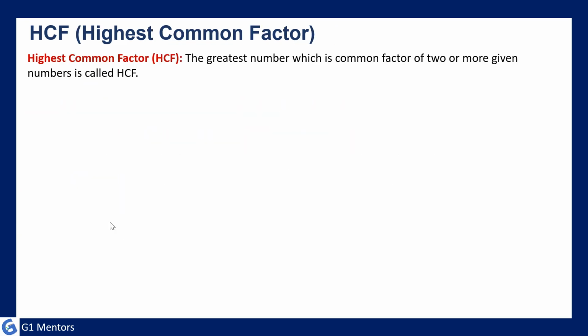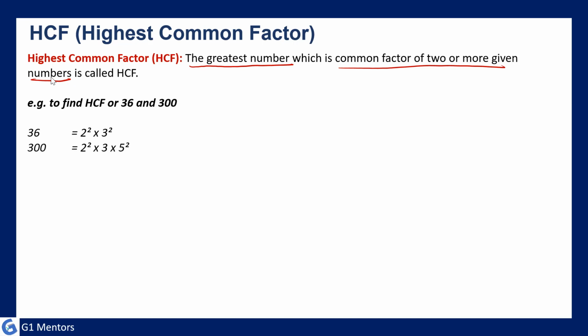Now let us touch upon what is the highest common factor or the greatest common factor. HCF is nothing but the greatest number which is a common factor of two or more given numbers. Let's see an example. Like in the previous example, we have seen 36 and 300. So 36 was 2 square into 3 square. 300 was 2 square into 3 into 5 square. So the common prime factors in 36 and 300 are 2 and 3. In 36, there is no 5.